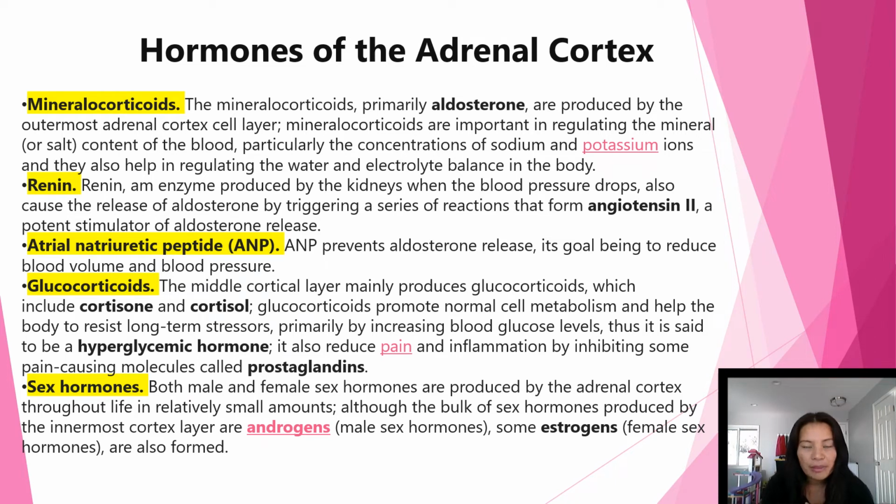Now, the last one is the sex hormones. Both male and female sex hormones are produced by the adrenal cortex throughout life in relatively small amounts. Although the bulk of the sex hormones produced by the innermost cortex layer are androgens, the male sex hormones, some estrogens, the female sex hormones, are also formed. So that's okay.